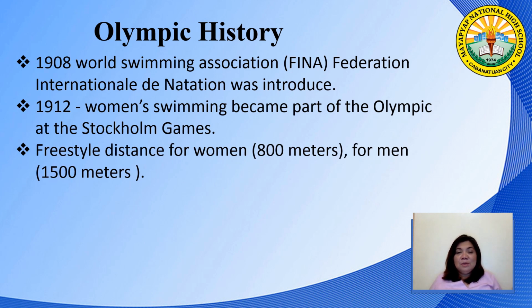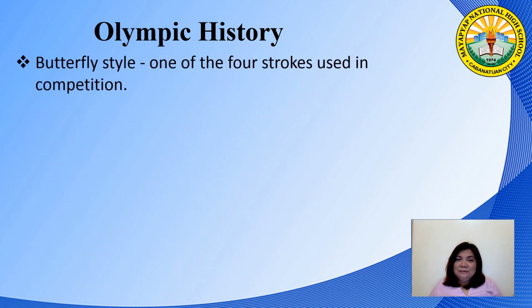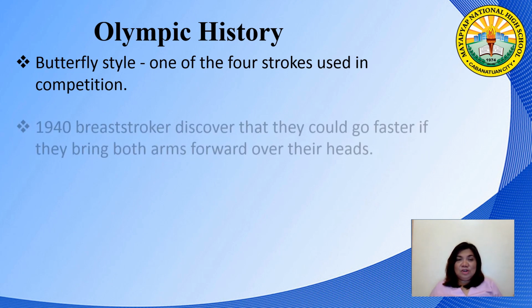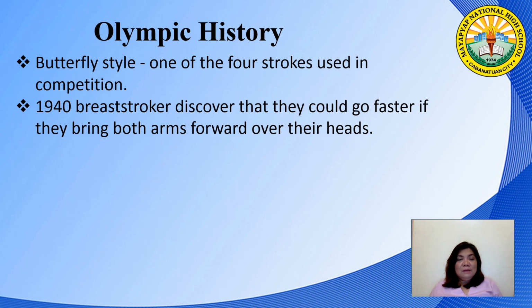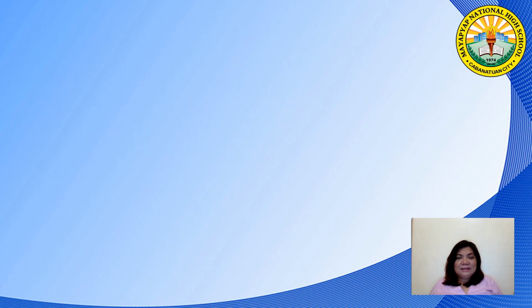Freestyle distance for women is 800 meters and for men is 1,500 meters. Butterfly style is one of the 4 strokes used in swimming competition. In 1940, breaststrokers discovered that they could go faster if they brought both arms forward over their heads. The practice was forbidden in breaststroke but gave birth to butterfly.